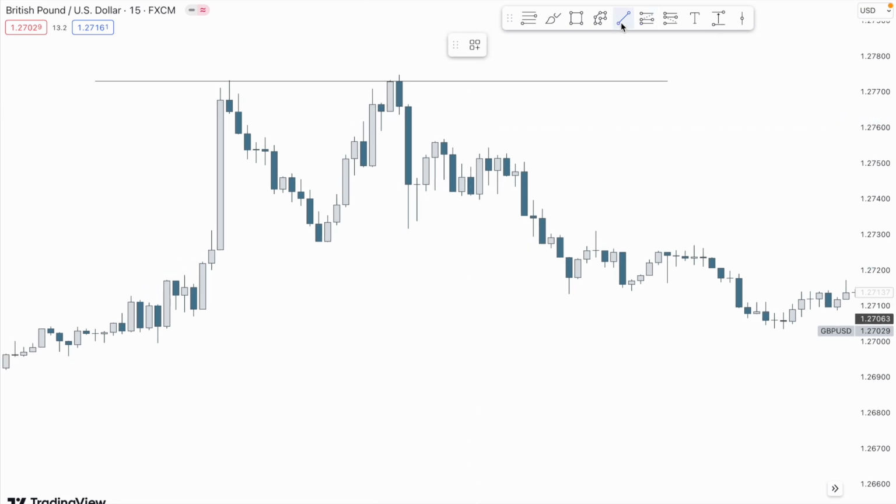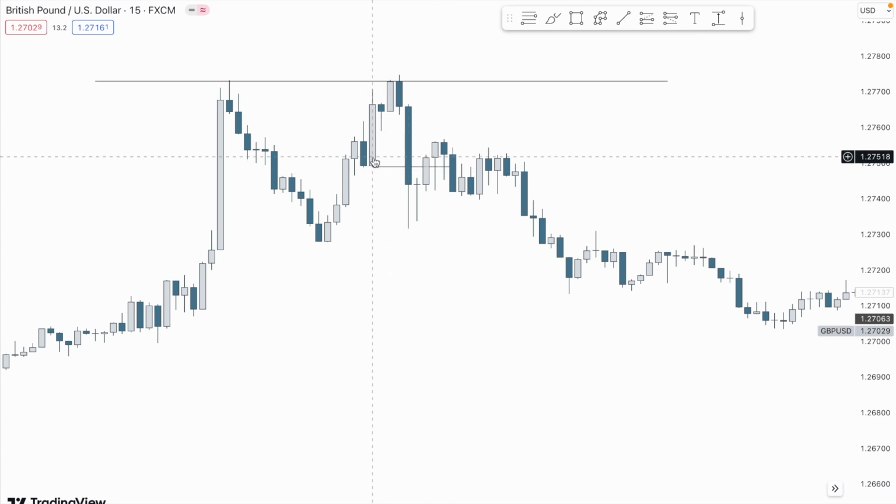So on the 15 minutes, what you have to do is you have to look for the last swing low that was made before sweeping this high. So you can see this is the last swing low that was made before sweeping this high. So we will draw a line here. You can see.